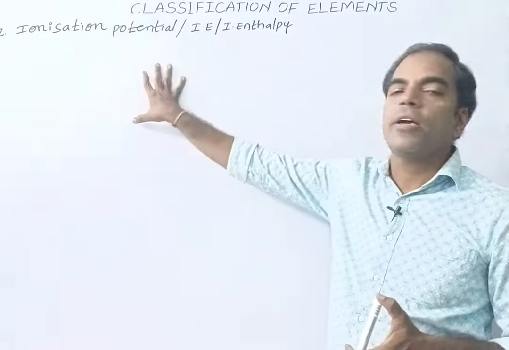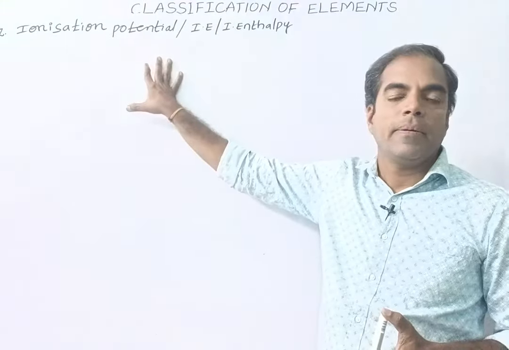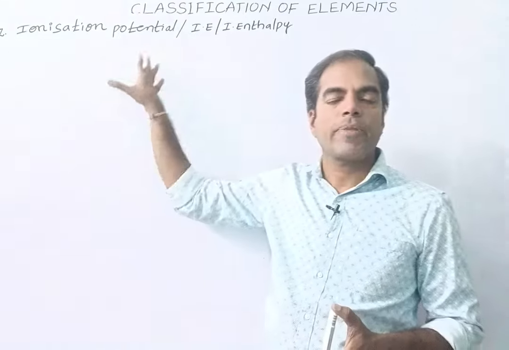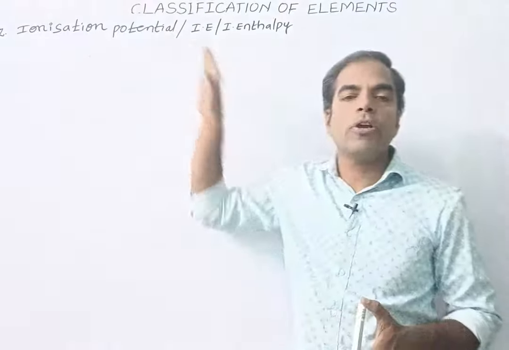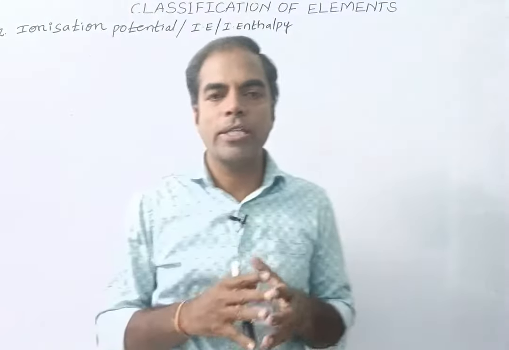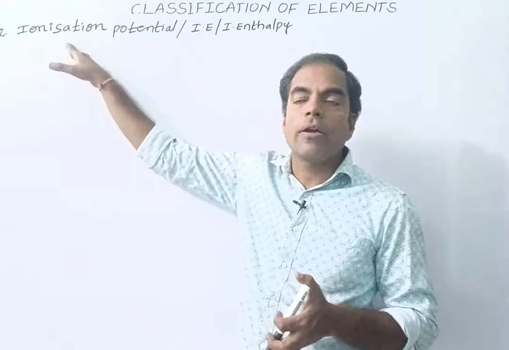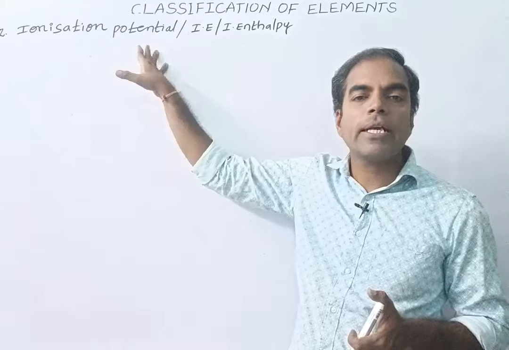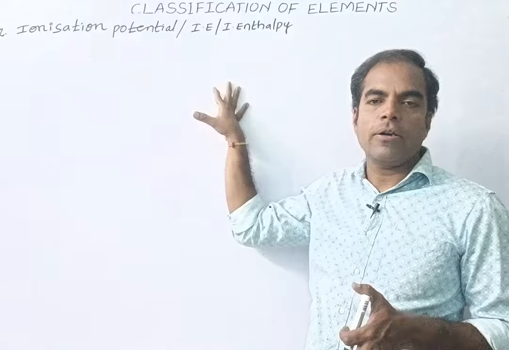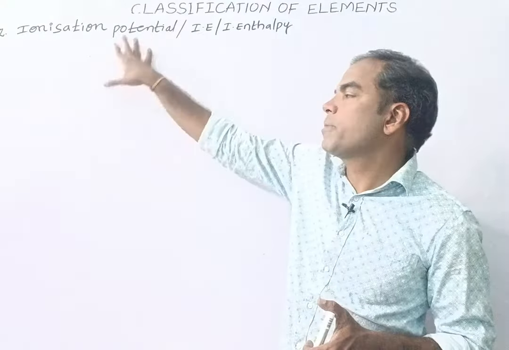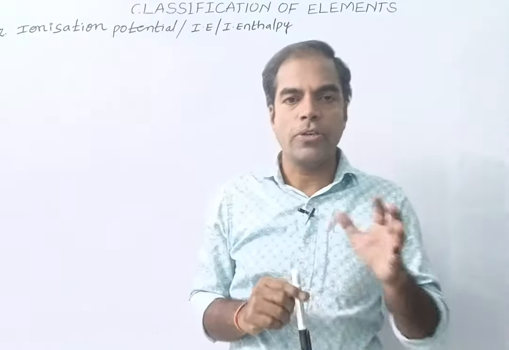In the last session, classification of elements based on SPDF blocks and periodic properties, atomic radius, ionic radius, isoelectronic series, was completed. Now let us discuss the ionization potential. So what is meant by ionization potential? Here ionization means converted into ion. Potential means energy. Generally, a neutral atom is converted to ion. For this purpose, we require some amount of energy. That energy is known as ionization potential.